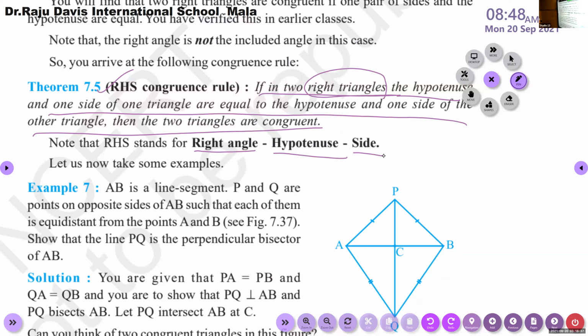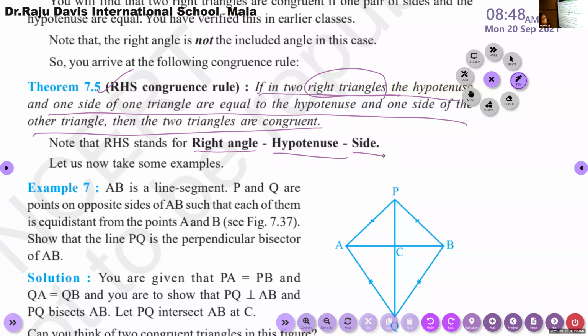Okay, Krishnaveni, read. RHS congruence rule. If in two right triangles, the hypotenuse and one side of one triangle are equal to the hypotenuse and one side of the other triangle, then the two triangles are congruent.